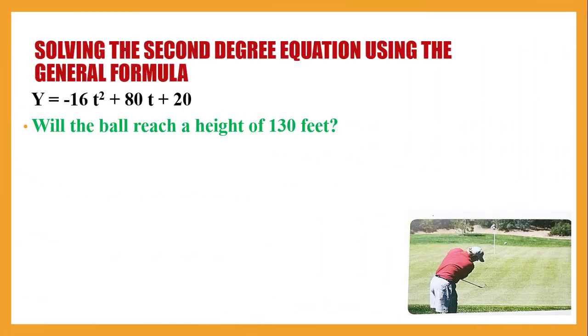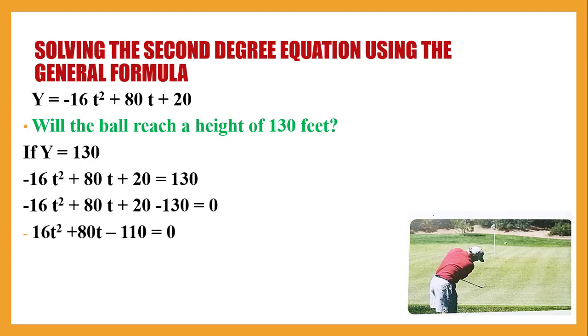The next part of this question is, will the ball reach a height of 130 feet? Let's see. A height of 130 feet means y equals 130. So I'll put y equals 130. So now I have negative 16t power 2 plus 80t plus 20 equals 130. It means negative 16t power 2 plus 80t minus 110, because here 130 will go to the right hand side with a negative sign. So 20 minus 130 is negative 110.